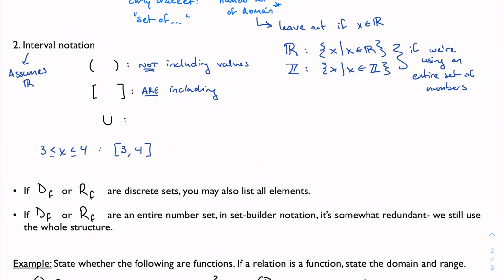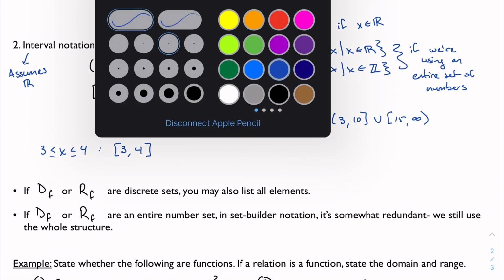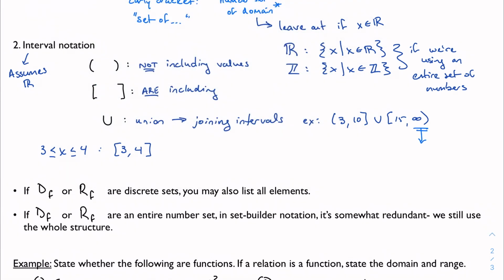I'm including those numbers. And then my U for union, this is more set notation. And that means I'm joining two intervals together. For example, I could say maybe the numbers from 3 to 10, including 10 but not 3, but also the numbers from 15 to infinity. And I'm actually glad I brought this up because one of the things about infinity is that plus and minus infinity always take parentheses.